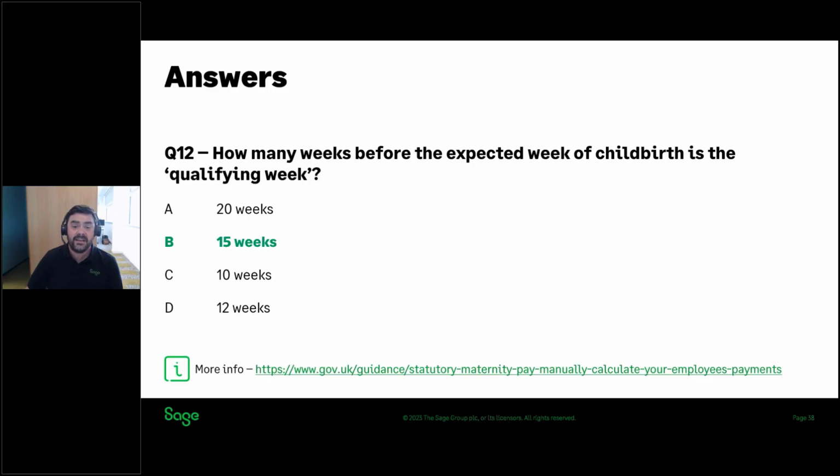So really important date, the qualifying week. It's used in the calculation of average earnings when it comes to calculating the higher rate of maternity pay or checking if an employee qualifies. And also it's the date that you need to give notice by of your intention to take the parental leave. So yeah, 15 weeks is your qualifying week.